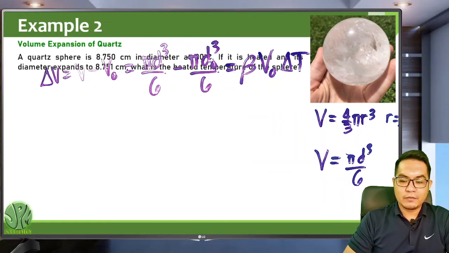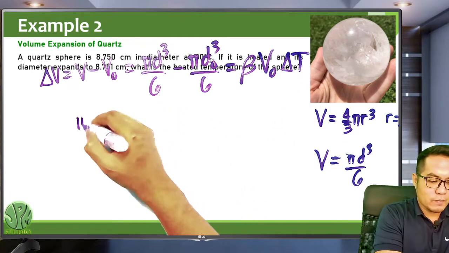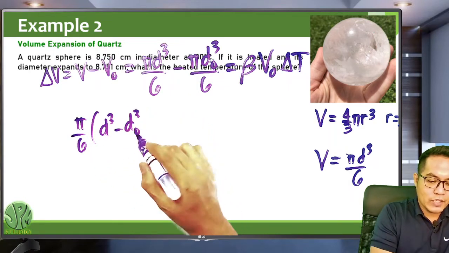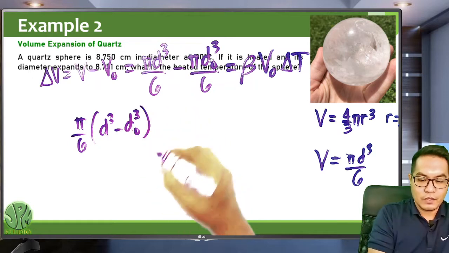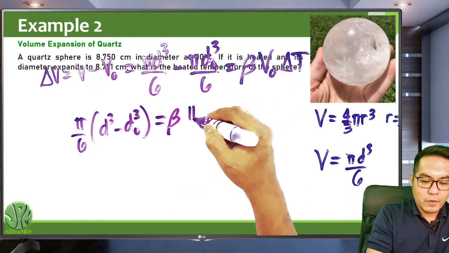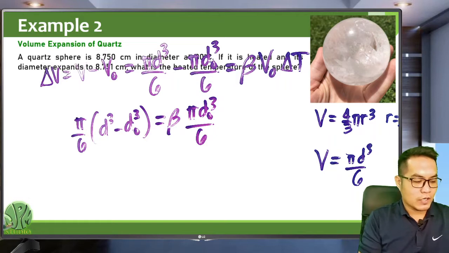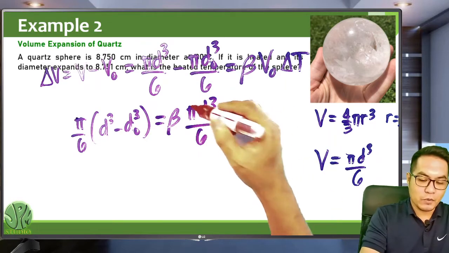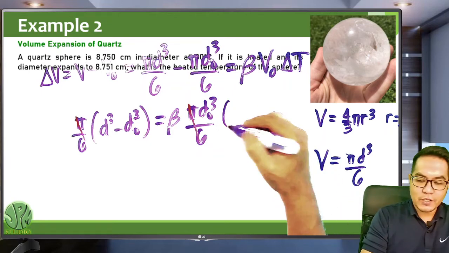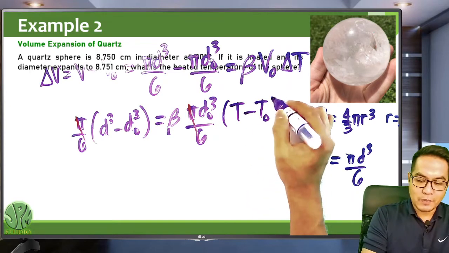So we need to find the final temperature. So we just factor some terms here. So you have pi over 6, you have d cubed minus d sub 0 cubed. This is the initial diameter. And it's equal to beta. The initial volume is just pi d naught cubed over 6. So you can actually cancel, divide both sides by pi over 6. And then change in temperature is just final temperature, which is the unknown, minus the initial temperature, which is known.